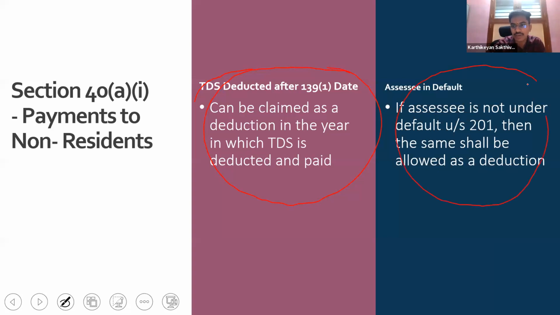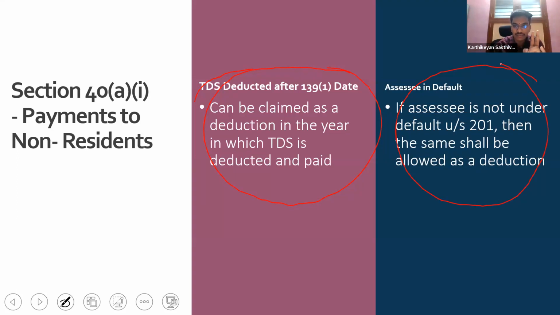Next is assessee in default. Assessee in default under 201 means, see, assume for example I have not deducted TDS for a certain payment, but the person who has received the payment has included that in his income and has paid the requisite taxes. If his chartered accountant provides a certificate that this income is included in the return of income, then the person who has not deducted TDS will not be deemed as assessee in default under 201. So in those cases there is no disallowance.